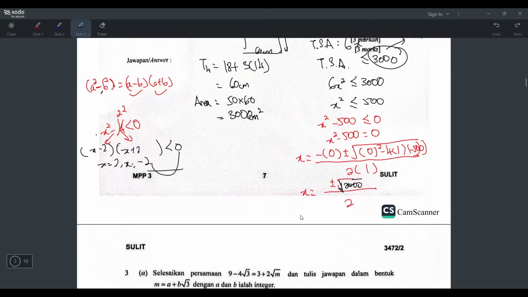Alright, now it's time to press the calculator. There's two answers. One is square root of 2000 divided by 2. Another one is negative square root of 2000 divided by 2. So what is square root of 2000 divided by 2? I'll write in decimal. So 22.36. That's the first one. But there's another one, negative square root of 2000 divided by 2. Let me press. Okay, I got it. Negative 22.36. So that is the next answer.